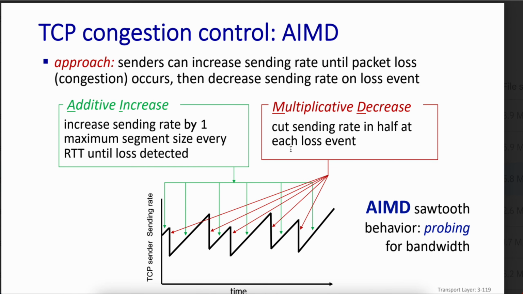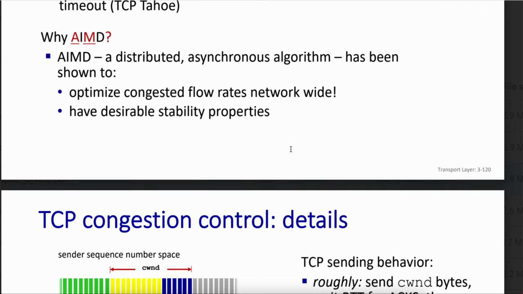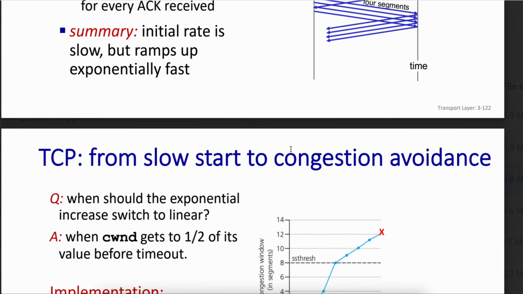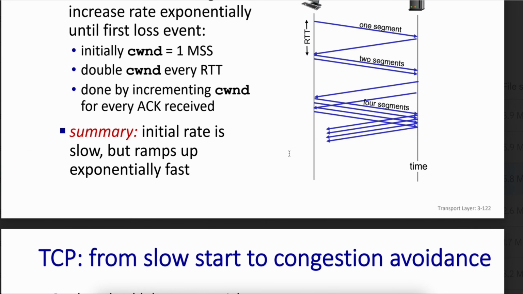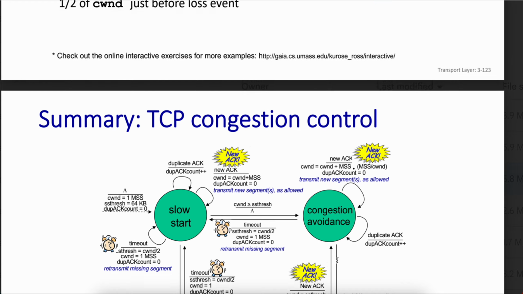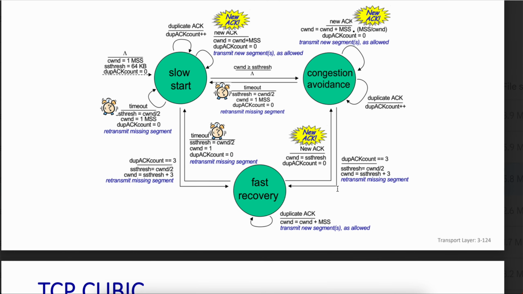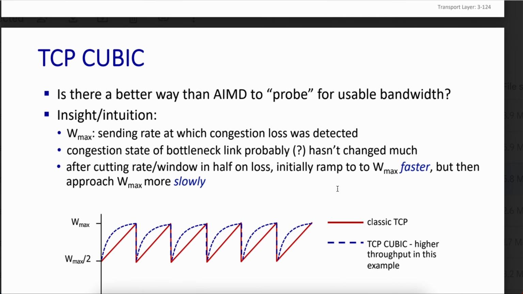TCP congestion control, AIMD. You need to explain why AIMD, what AIMD is, and the control details. Slow start: you need to know the meaning of slow start and the difference between slow start and congestion avoidance. You need to know this, it's quite important. You need to understand the whole process of it.